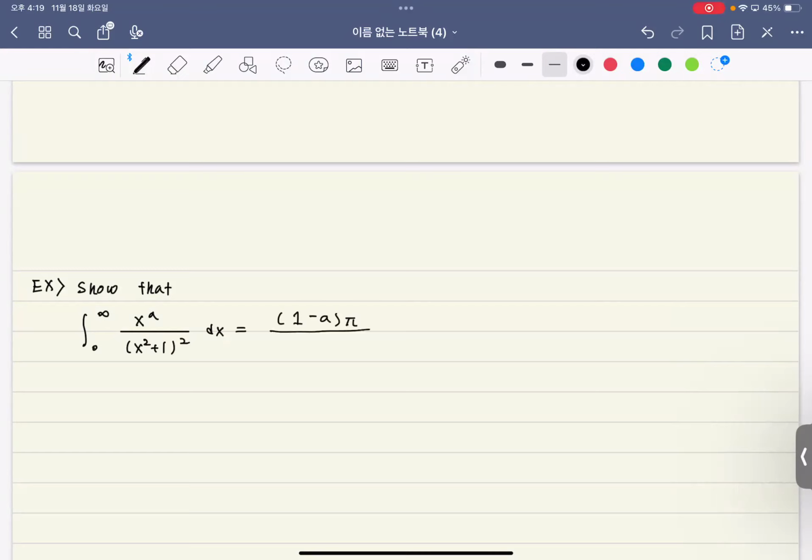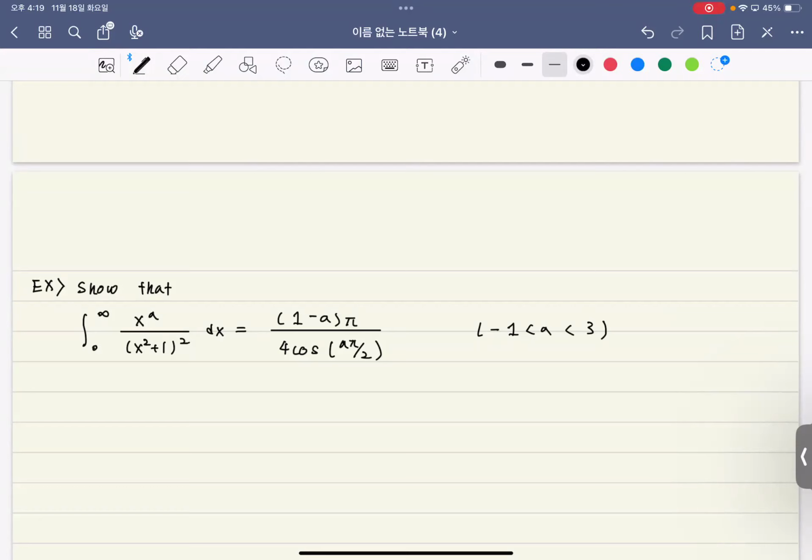This example itself is not important. However, the trick that I am using is important. We take the integral from 0 to infinity with a parameter a, a number between -1 and 3.